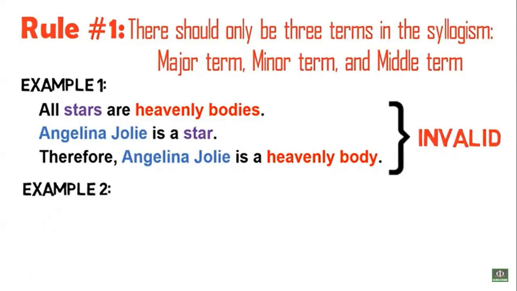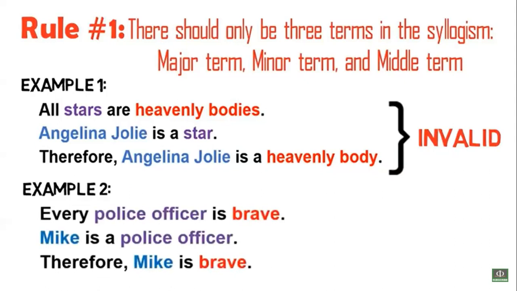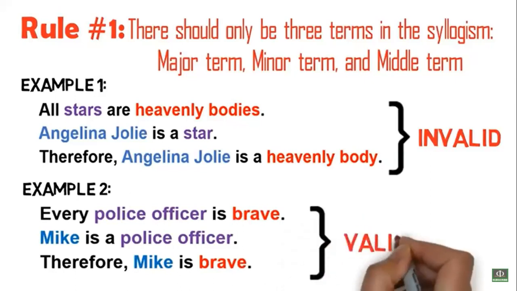Let us consider another example. Every police officer is brave. Mike is a police officer. Therefore, Mike is brave. As we can see, this syllogism contains only 3 terms. Hence, this syllogism is valid in context of rule number 1.